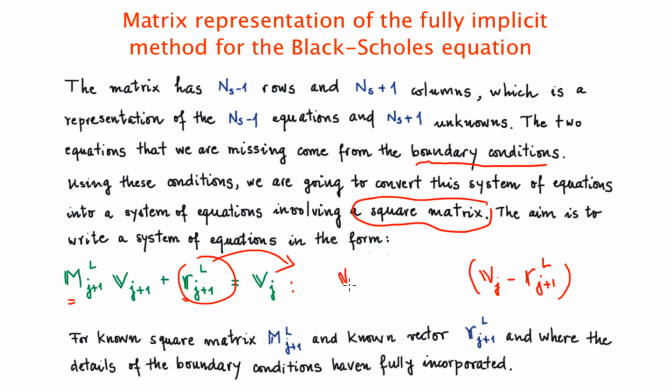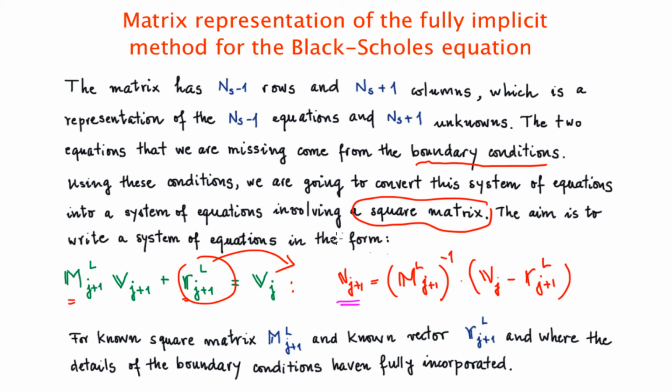So v evaluated at j plus 1 is going to be the inverse of the matrix on the left evaluated at time j plus 1, times this one. If we already know this matrix, this column vector R, and the values of the option that we already got in the previous time step, then with this transformation we'll be able to get the option values V evaluated at time j plus 1.